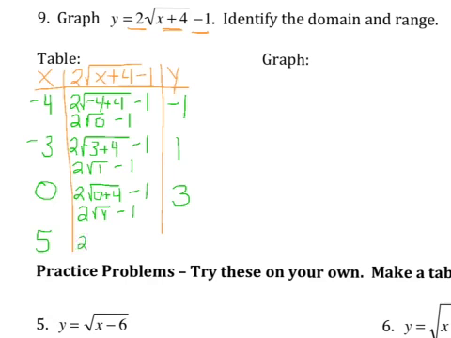So we have 2 times the square root of 9 minus 1. The square root of 9 is 3. 2 times 3 is 6. 6 minus 1 is 5. So there is our graph. So we have to be very careful when we're doing the calculations in the middle.